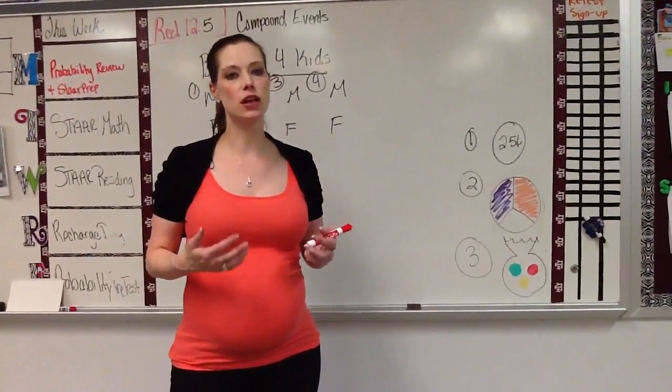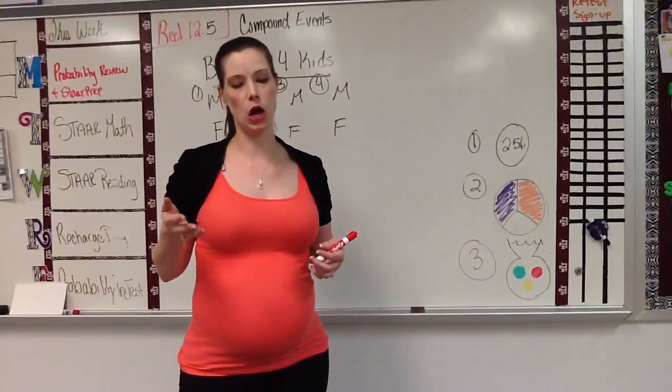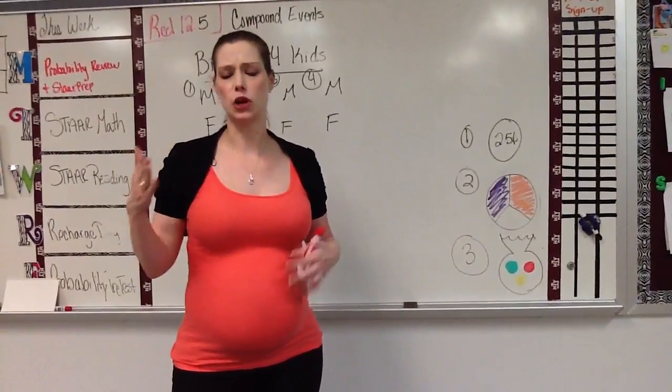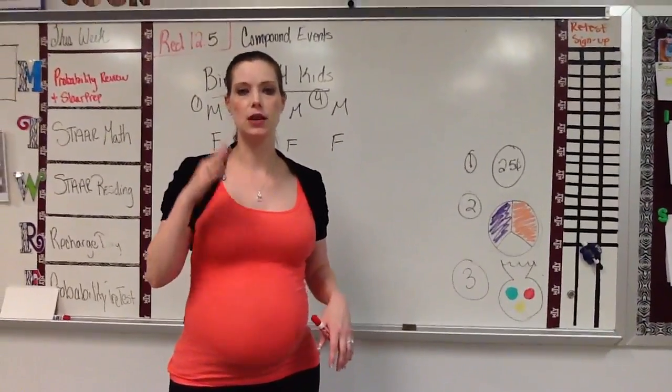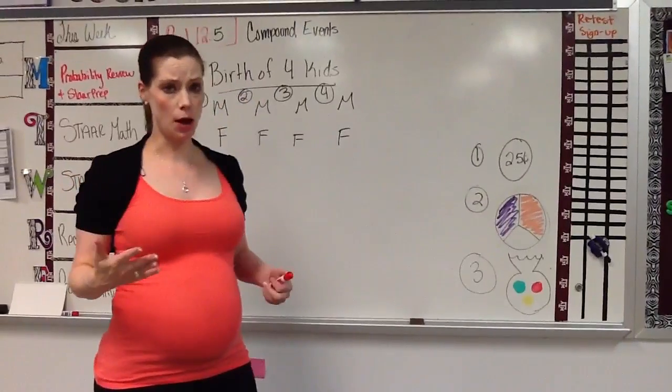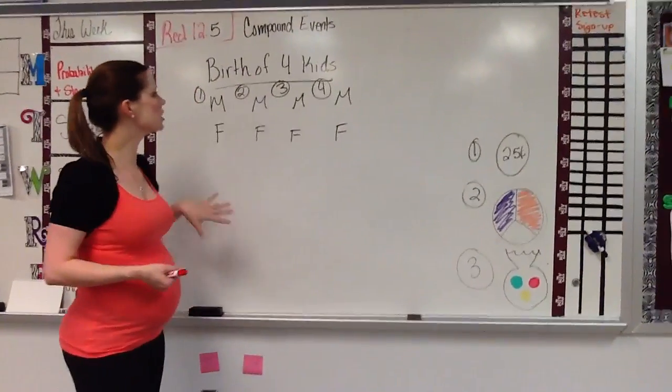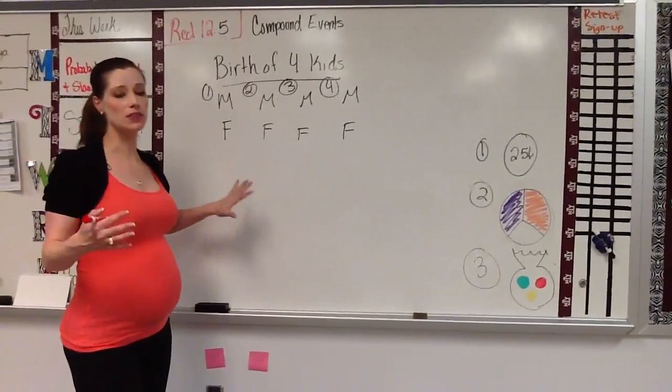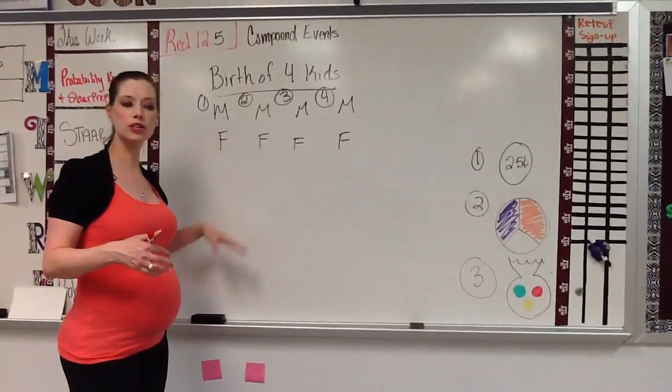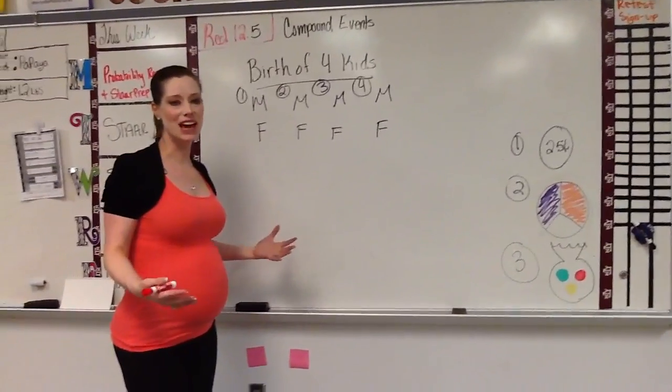Compound events are used a lot of times when you have multiple things going on. Like when we were doing our sample spaces and our tree maps, we had multiple events. Those would become compound events. First one we're going to talk about is the birth of 4 kids. Many of your families have a lot of girls or a lot of boys in your family. What would be the probability of that happening?